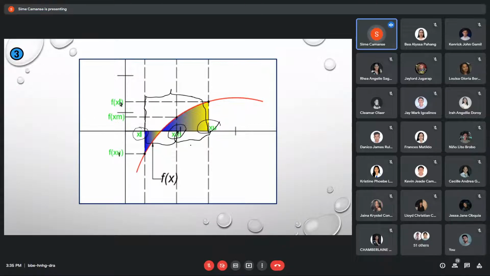Then the next step is to check whether the value of the function of xm is positive or negative. As per the graph, the value of the function at xm is positive, so our xm is in the positive function.